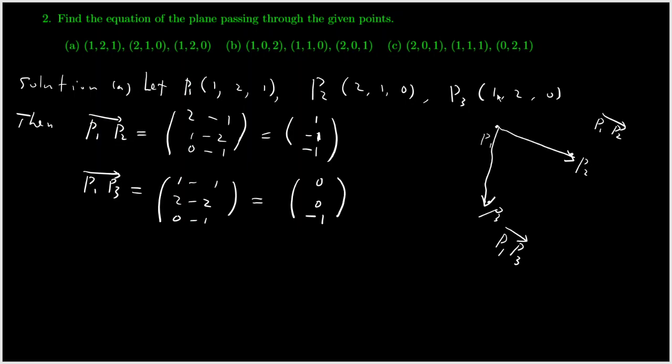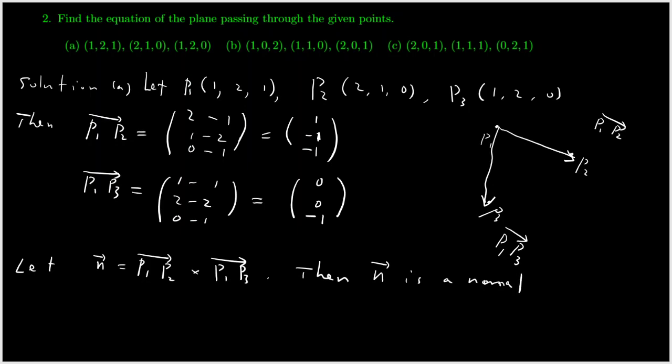Now, in order to get a vector perpendicular, normal to the plane, we need to compute the cross product of the vectors. So can I also say we let n be the cross product of P1, P2 and P1, P3? Then intuitively you see n is a normal vector to the plane.